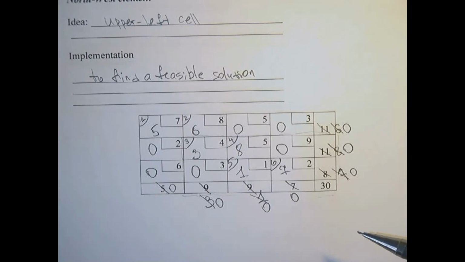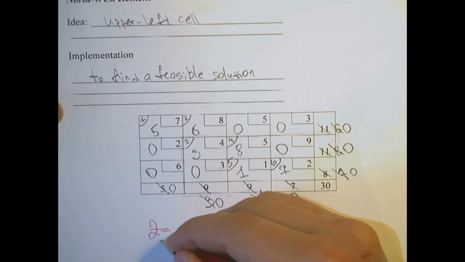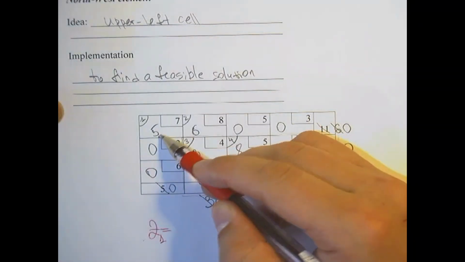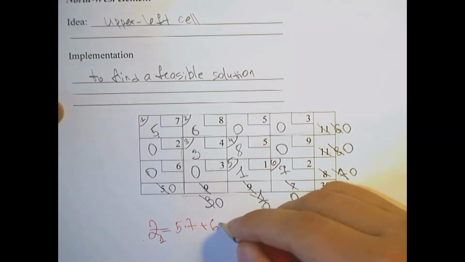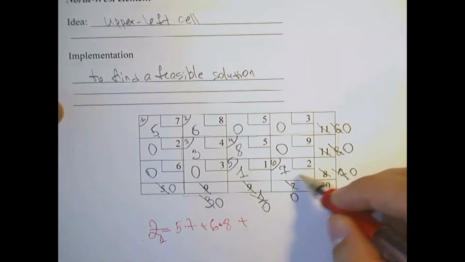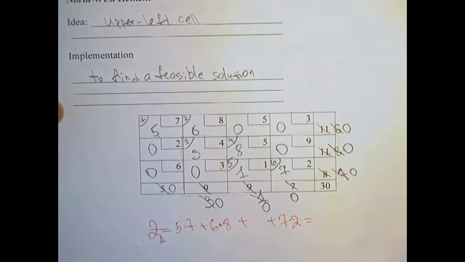So now what remains here? We should calculate our cost. So it is the first one, the cost for the first approach, the northwest element approach. How to calculate transportation cost? 5 times 7 plus 6 times 8 plus and so on for all the rest of the cells. So I just consider the last one, plus 7 times 2. And if we find this value, it is 150.